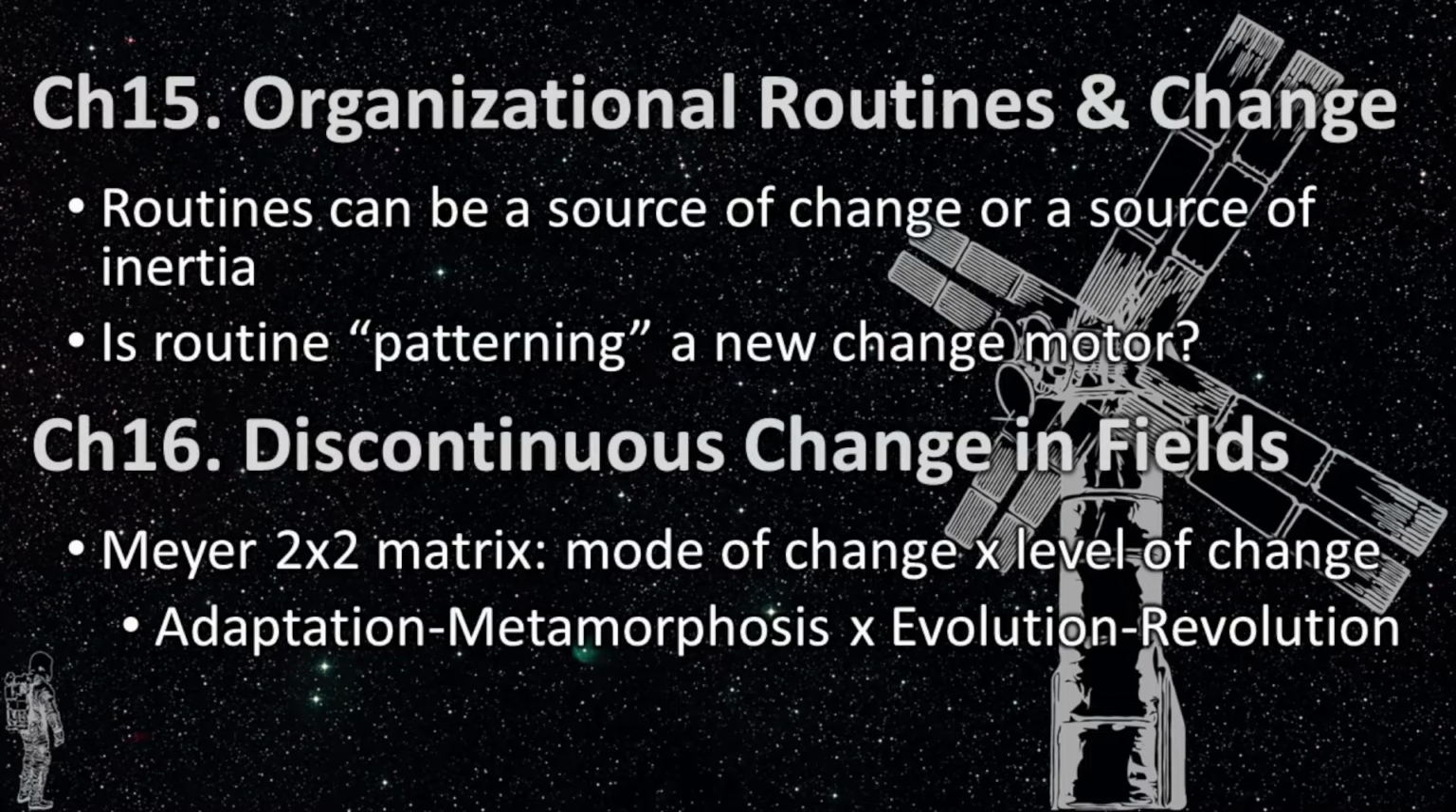Chapter 16 reviews and updates the work of Meyer and his colleagues, including the 2x2 matrix evaluating the mode of change and the level of change. The literature review shows that more research is being conducted on organizational level continuous change and less research in field level discontinuous change.